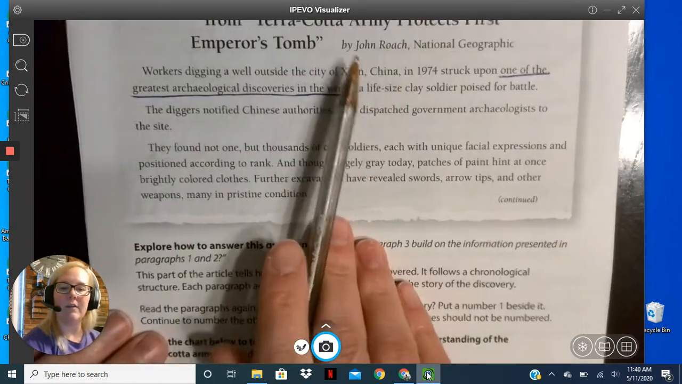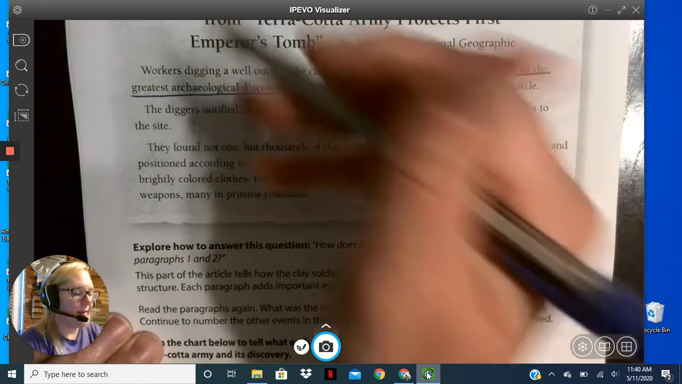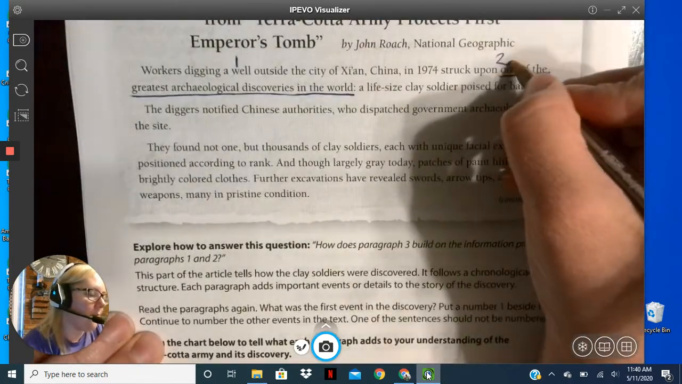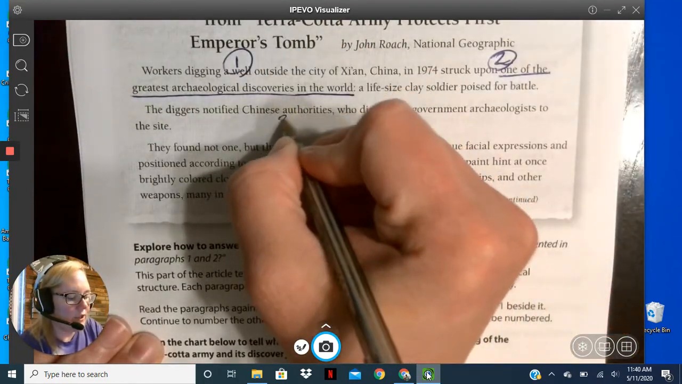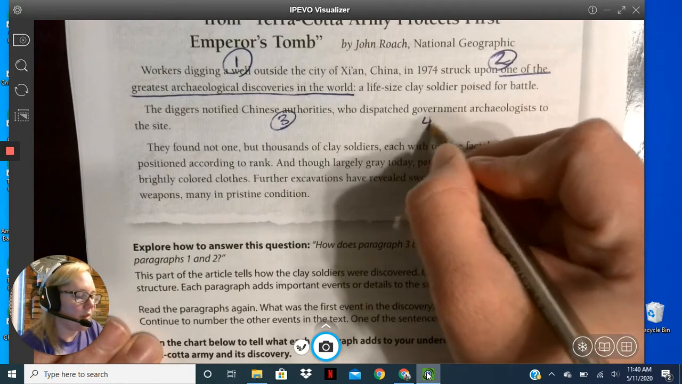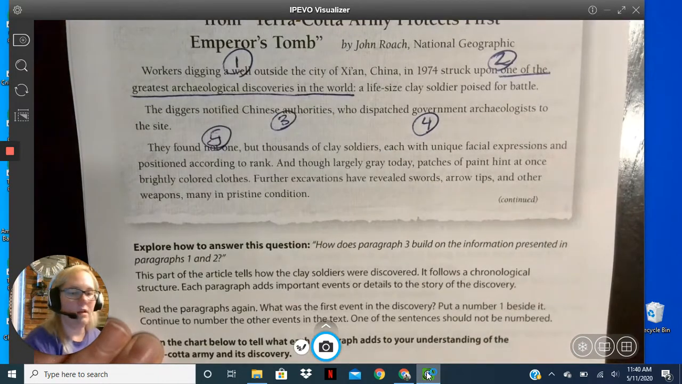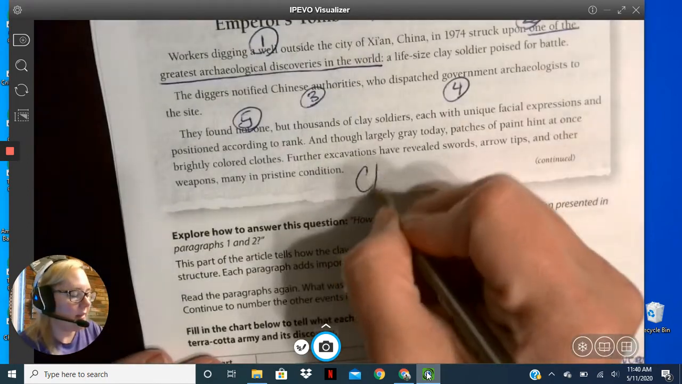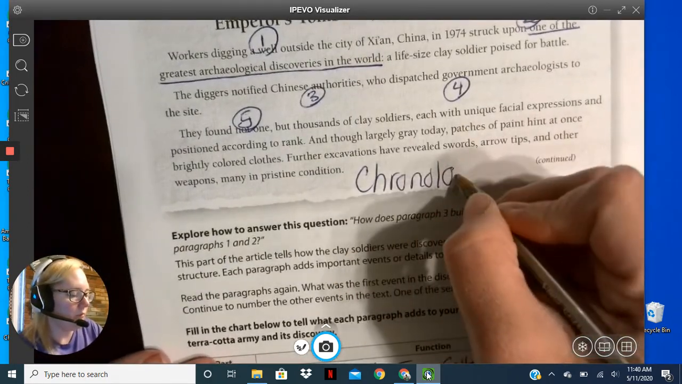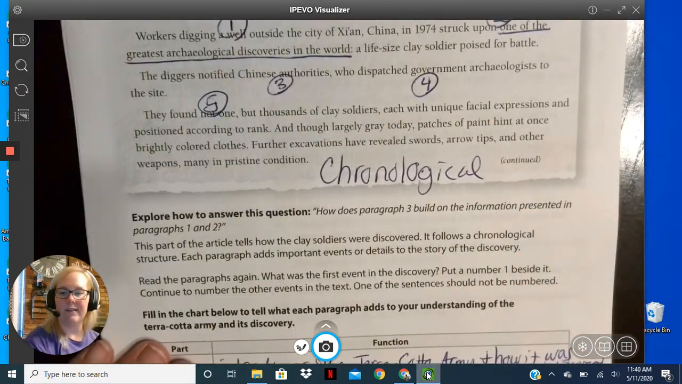Now I'm starting to notice, now that I've read this a couple of times, that first workers were digging a well outside of the city, and then they struck upon one of the greatest discoveries. Okay, and then they notified the Chinese authorities, then they dispatched the government, and then they found not one, but thousands. Okay, so since I could actually do numbers like that, that tells me that this is chronological. All right, so because it's 1, 2, 3, 4, 5, first and second and then third and then fourth and then fifth, okay?